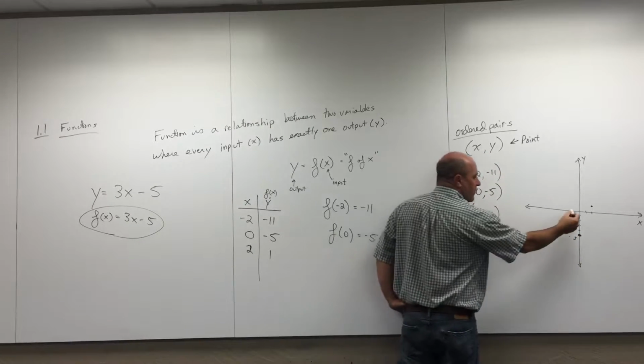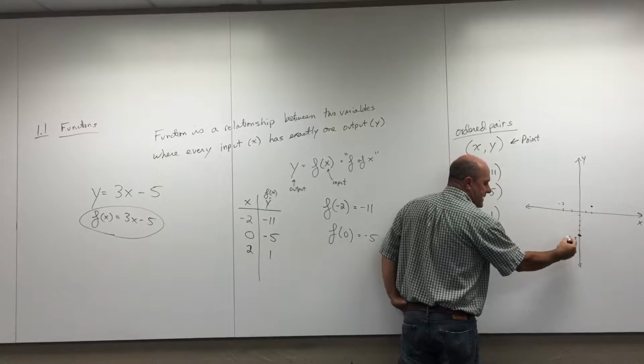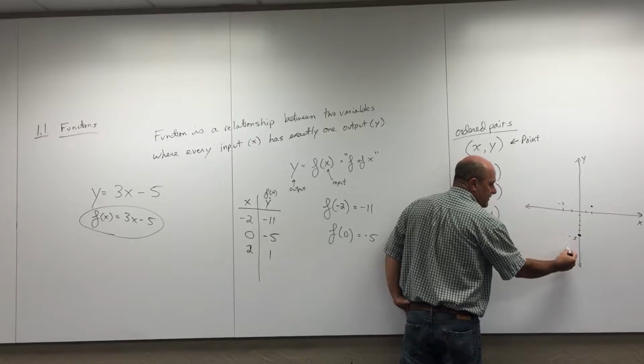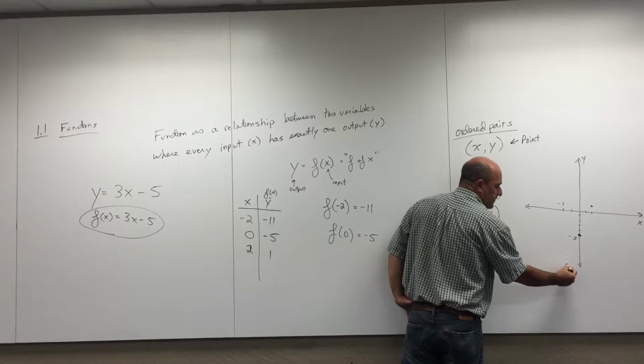Negative 2, negative 11. X is negative 2, and Y is negative 11. 6, 7, 8, 9, 10, 11.